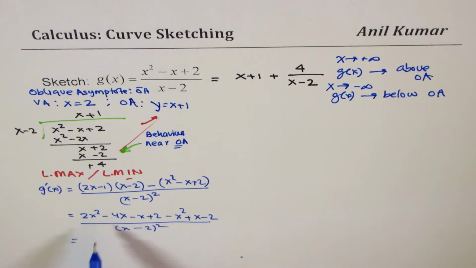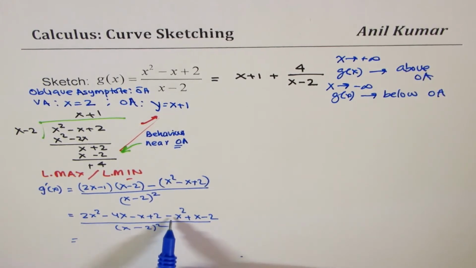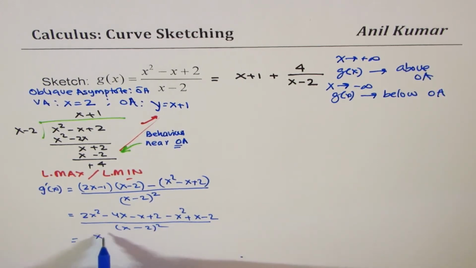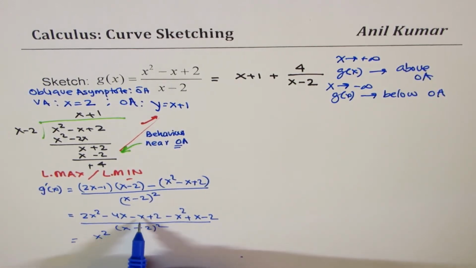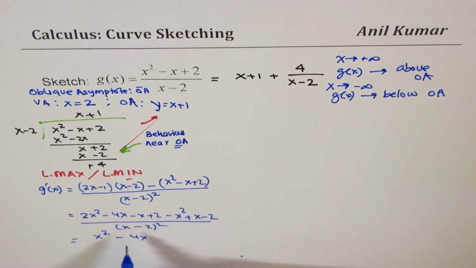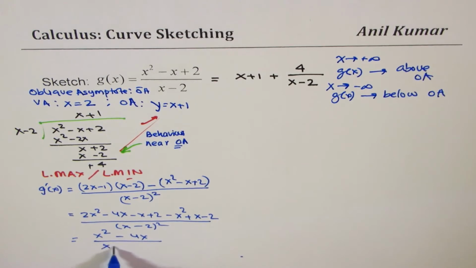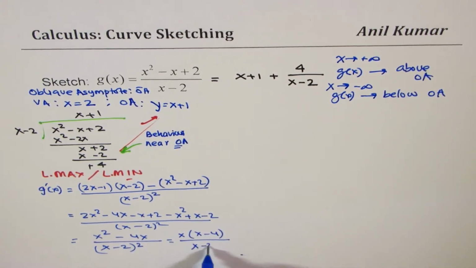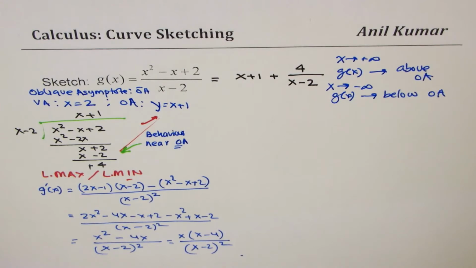Now let's simplify this. When you open this up, you get 2x square minus 4x minus x plus 2, minus x square plus x minus 2, over x minus 2 whole square. And this gives you 2x square minus x square, which is x square, I'm sorry, it becomes x square. Minus 4x minus x plus x is minus 4x. Plus 2 minus 2 is 0. So we get this over x minus 2 whole square. Now that could be factored. You could write this as x times x minus 4 over x minus 2 whole square.